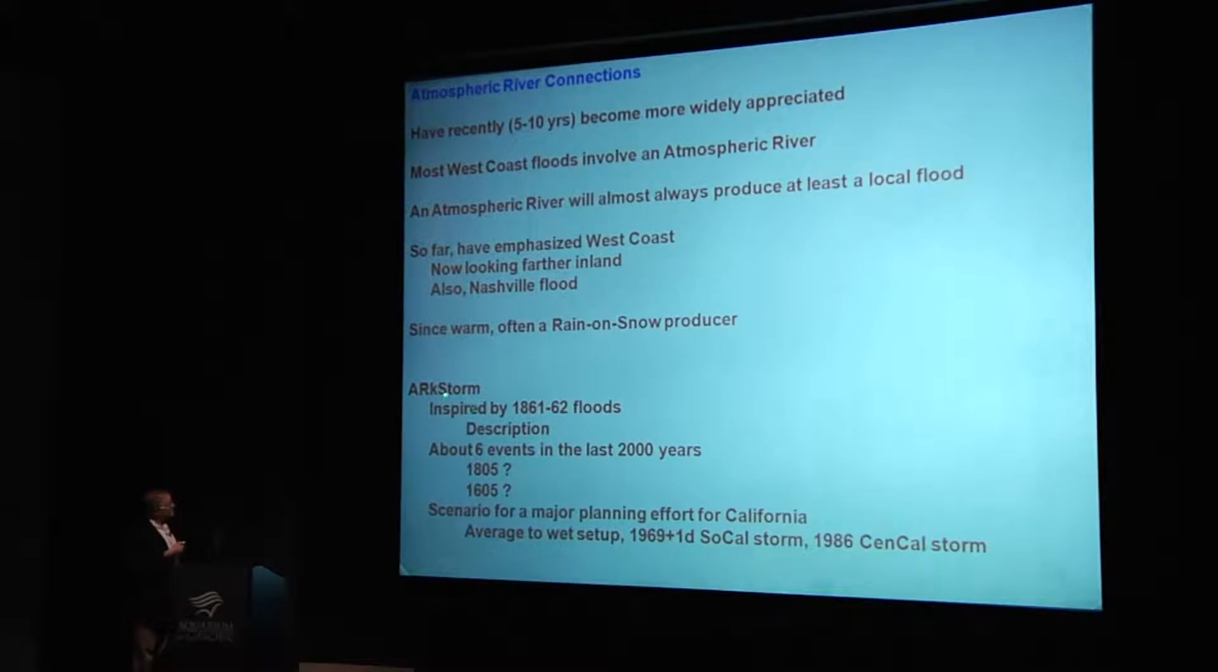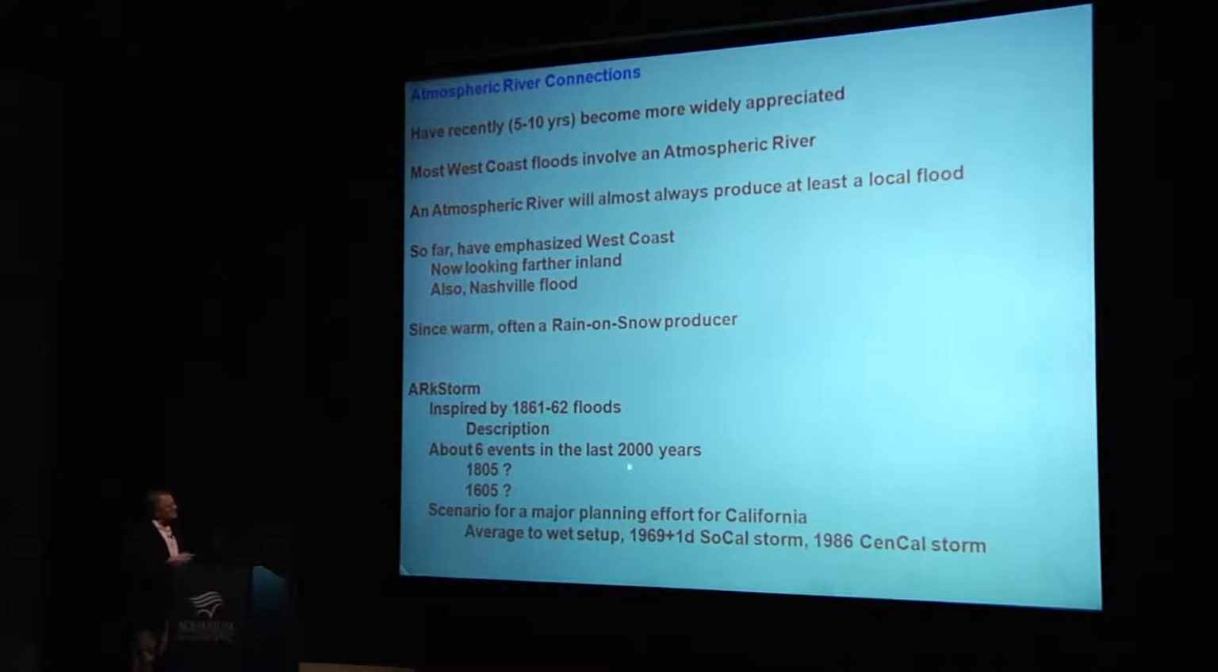And they've also inspired this new thing called ARkStorm. It's inspired by the 1861-62 floods, which were some of the biggest floods in California's history, in its recorded history anyway, where the entire inland part of California, about 300 miles long and about 60 miles wide, was flooded. About 25% of the assessed value of California was underwater at the time. Really phenomenal floods. I haven't seen anything like it.